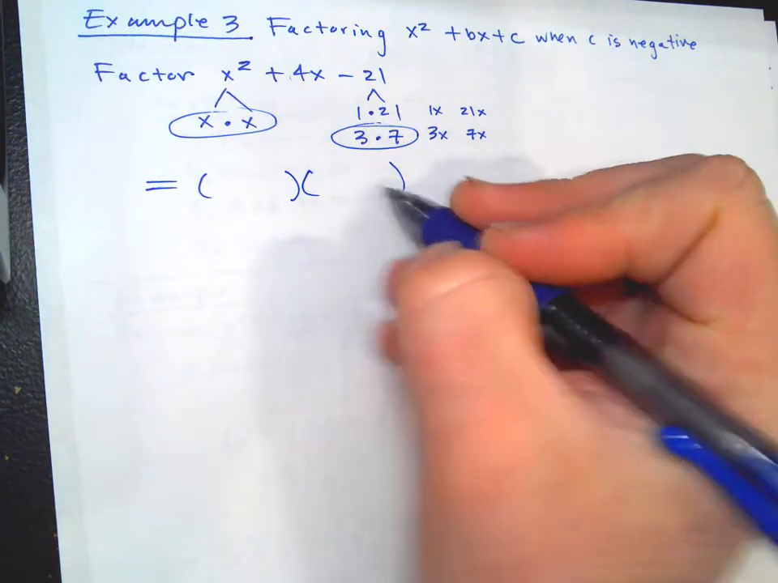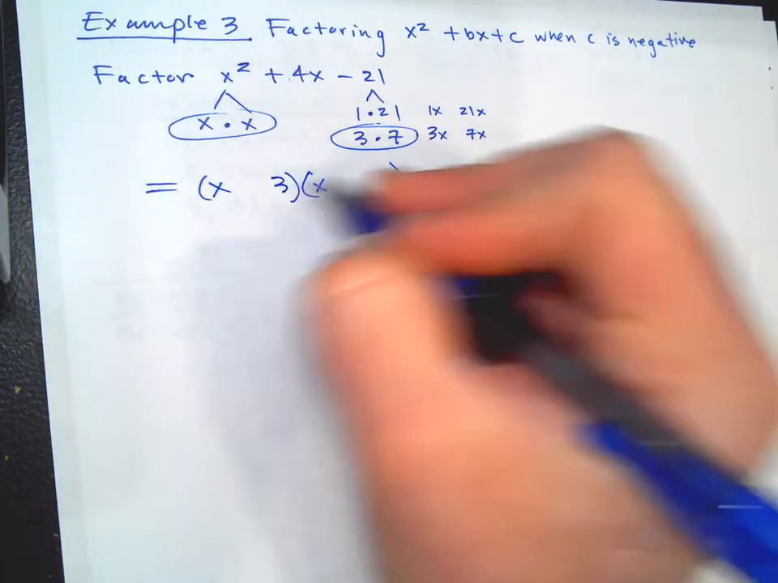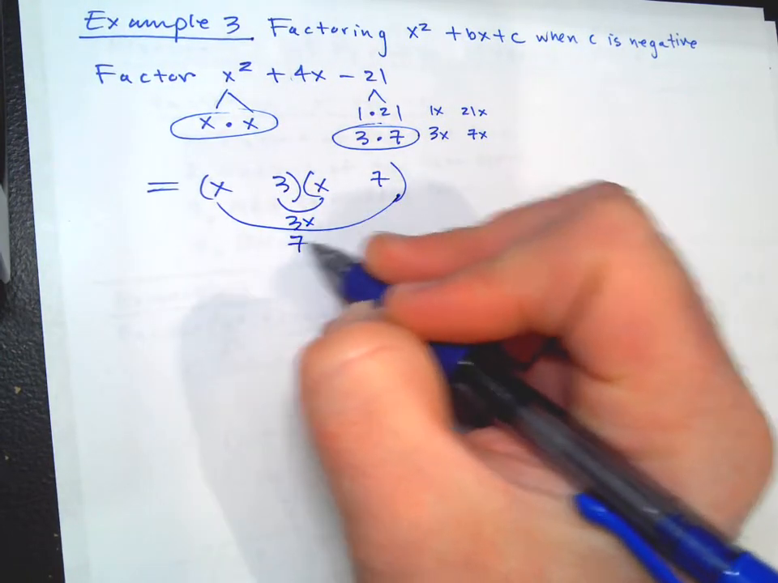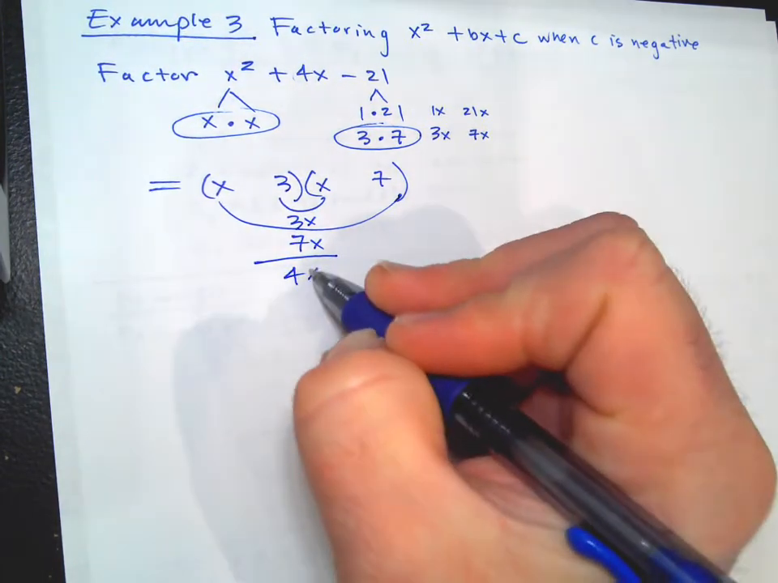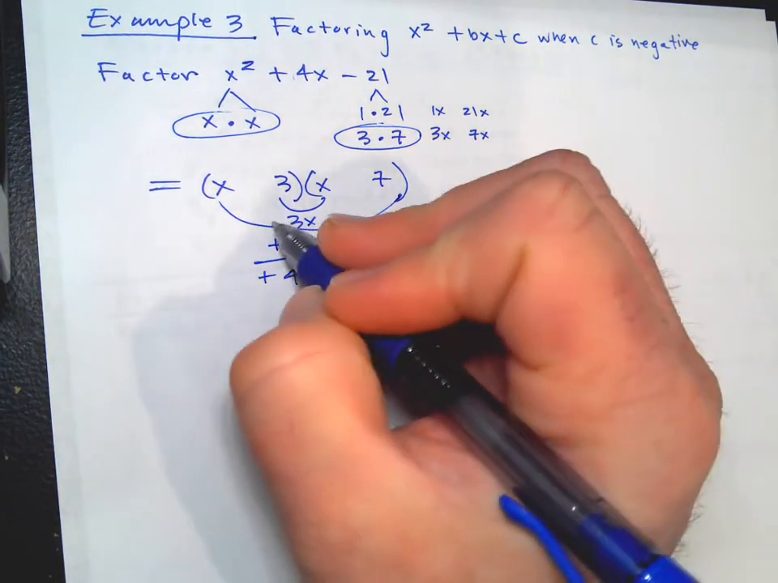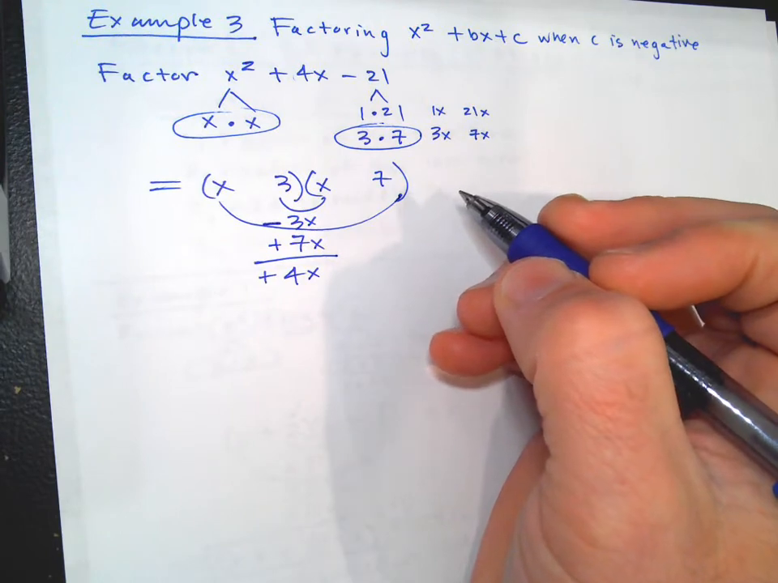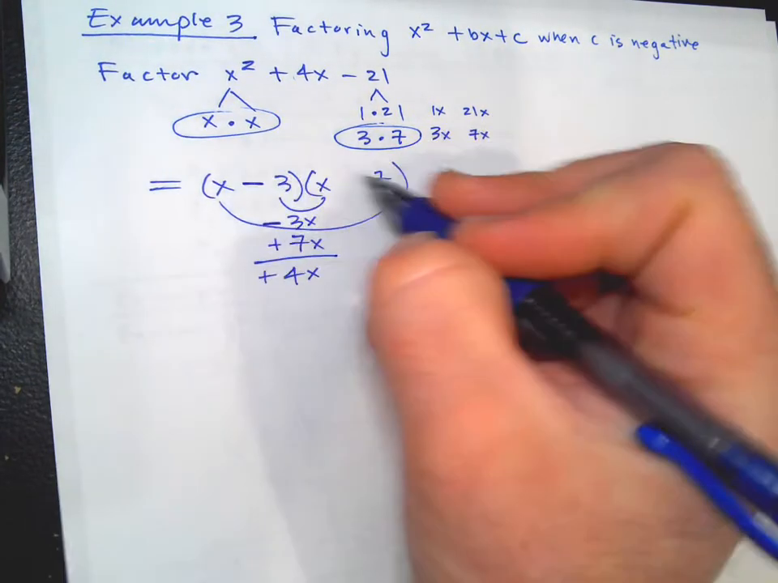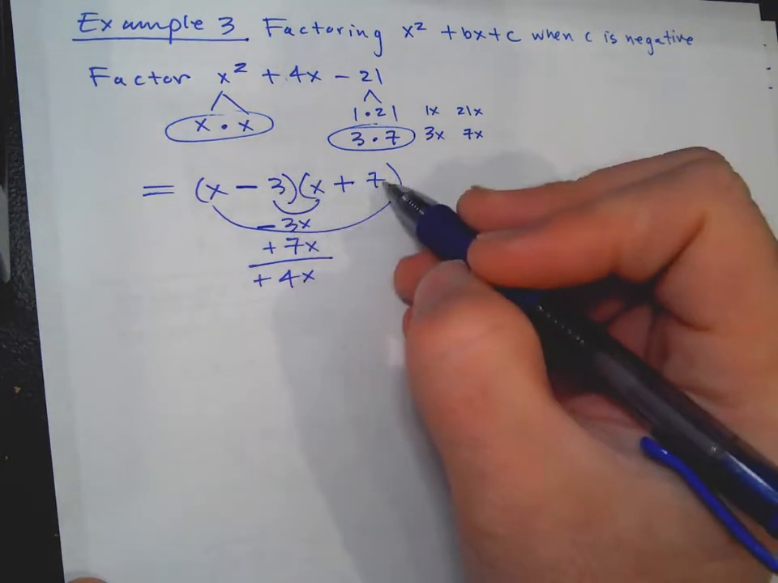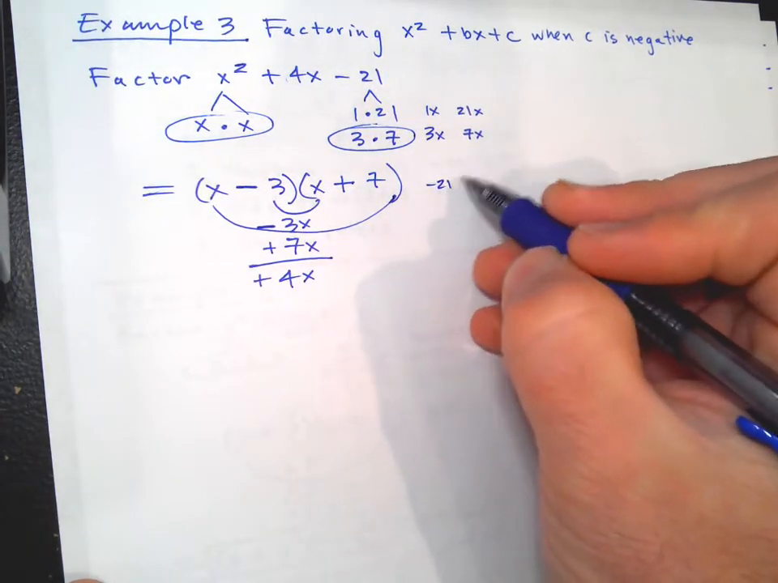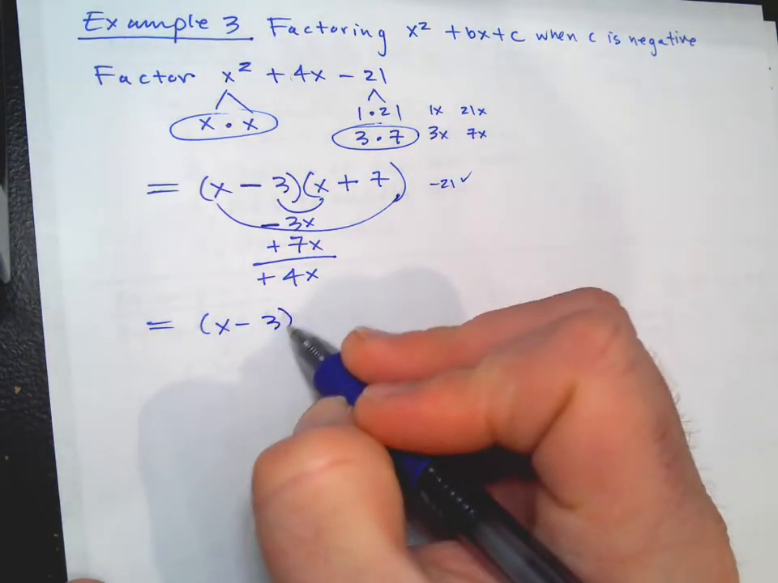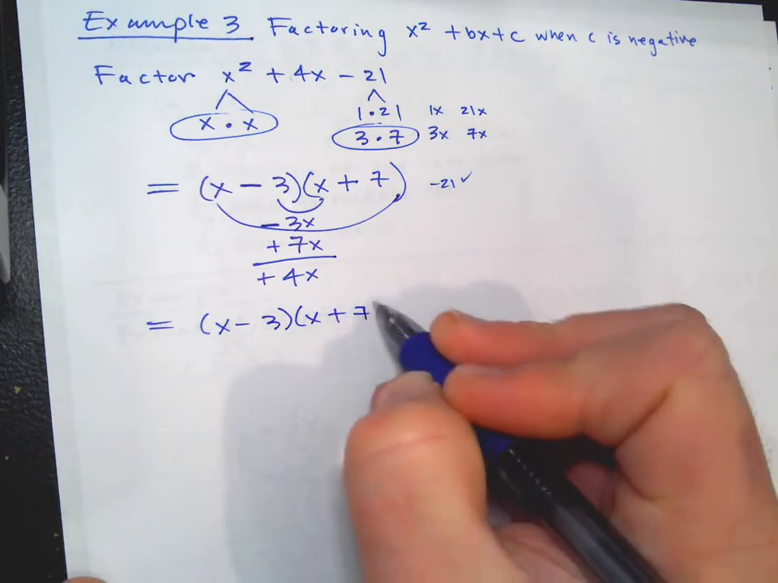We'll figure out where the plus or minus goes very clearly in a second. So we're doing the same thing, x and x, 3 and 7. You get a 3x, you get a 7x. It needs to add up to positive 4x. So the way that's going to happen is the 7 has to be positive and the 3 has to be negative, which tells you to put a negative in front of the 3 and a positive in front of the 7. Now double check. Negative 3 times 7 is negative 21. So that's our answer: x minus 3, x plus 7.